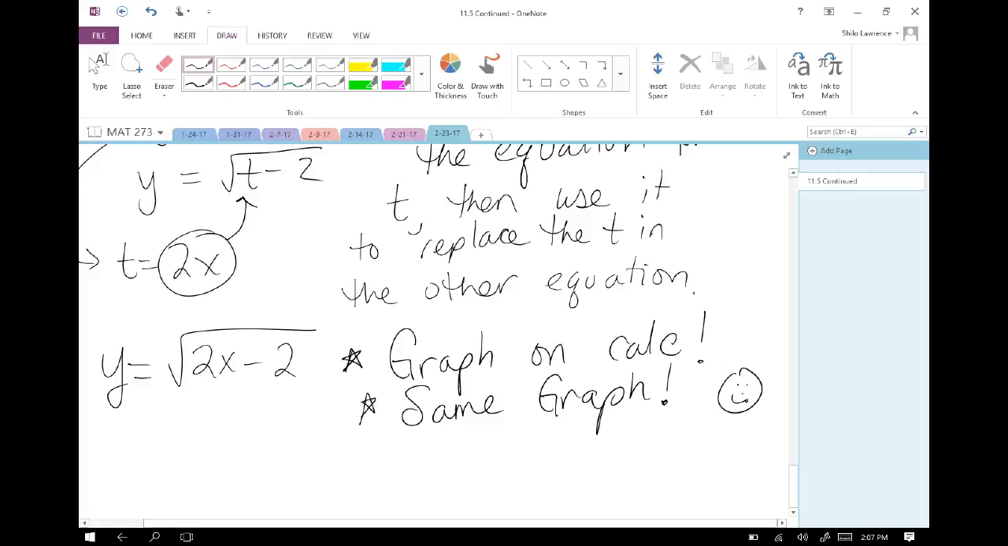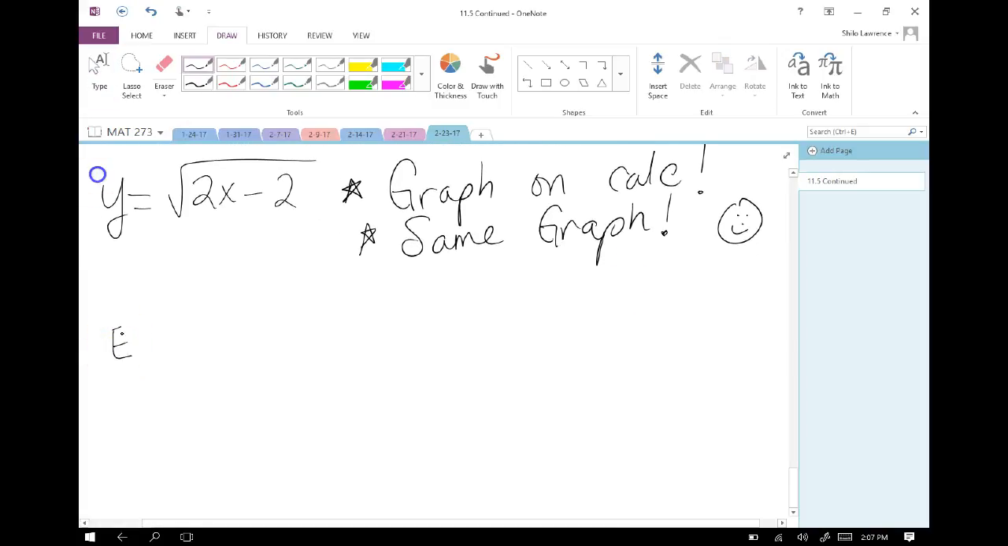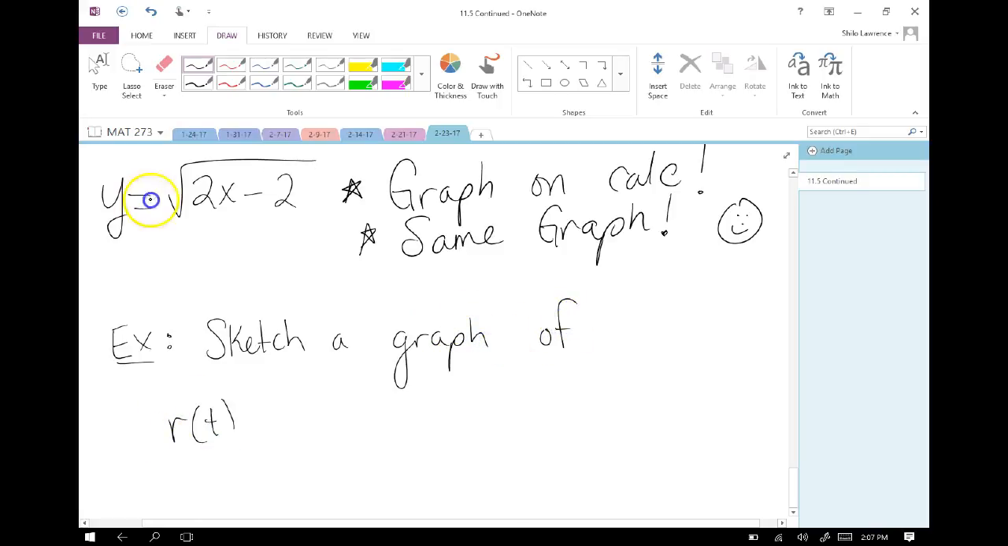So the first method is a more numerical approach. The second method is a more algebra approach. This one is a little bit different. The numerical approach is similar, but the algebra approach is different because you'll see it's not algebra.